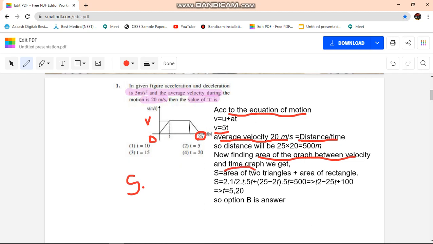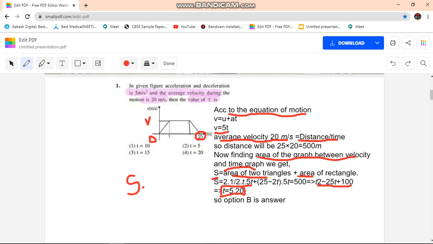We will get distance as the area of two triangles plus the area of the rectangle, that is 2 into half into t into 5t plus 25 into 2 times t, because 1t is utilized here and 1t is here. So the gap between these will be the length of the rectangle, that is equal to 25 minus 2t. After solving this, we will get a quadratic equation, t square minus 25t plus 100. So we will get two values of t, 5 and 20.